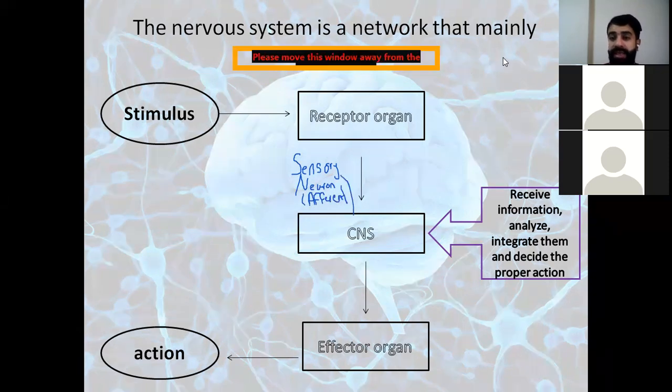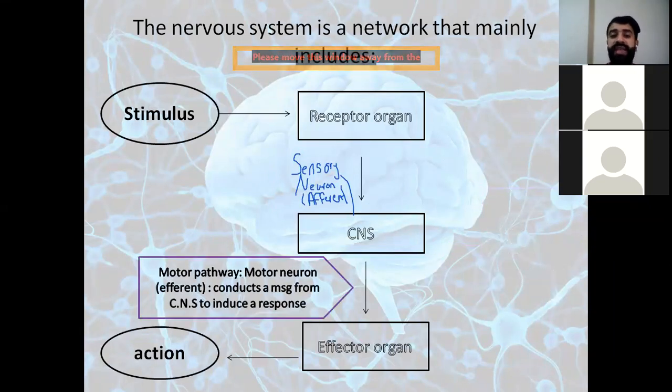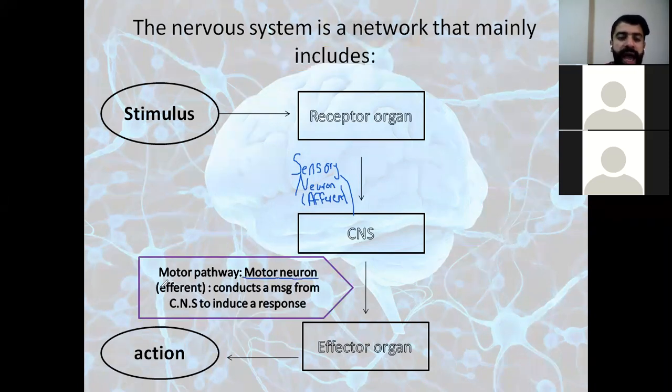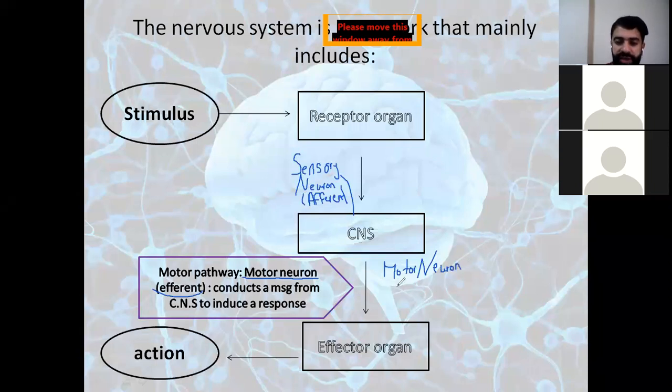While the second taxi is between the central nervous system and the effector organ. This taxi is called the motor neuron, and it has another name which is the efferent neuron. What is the role of the efferent neuron? It has a special role in conducting the nervous message from the CNS to the effector organ to induce a response.